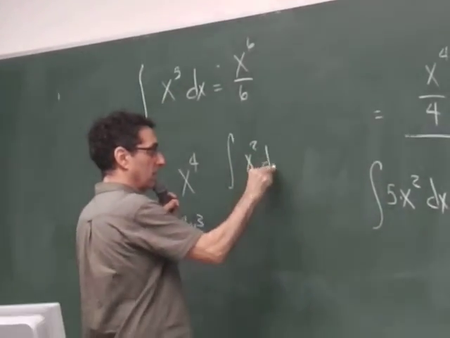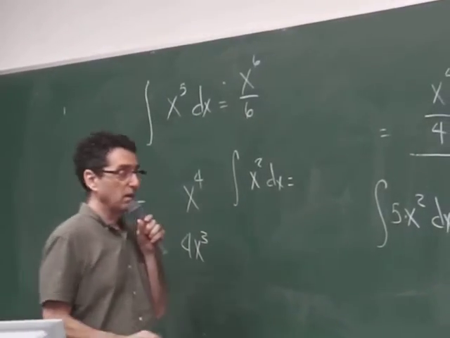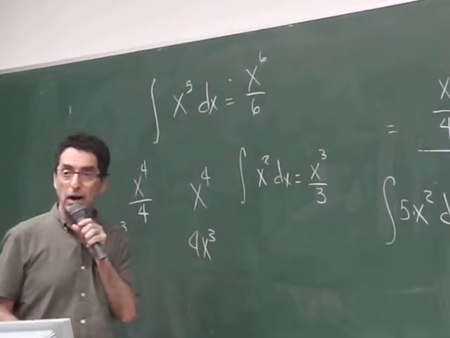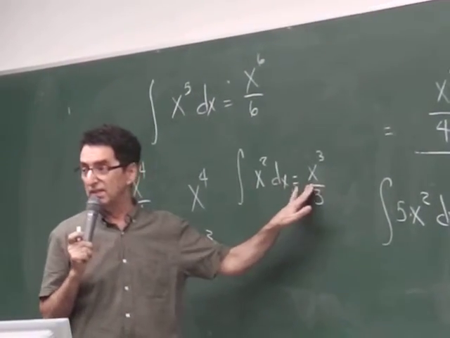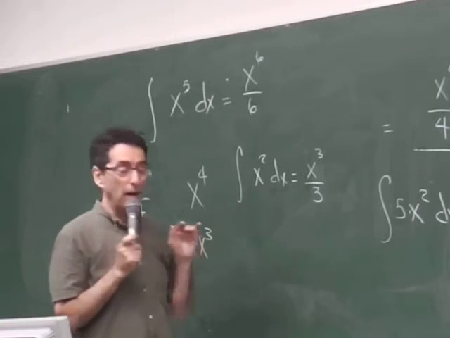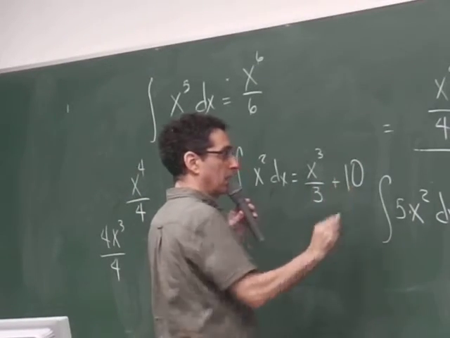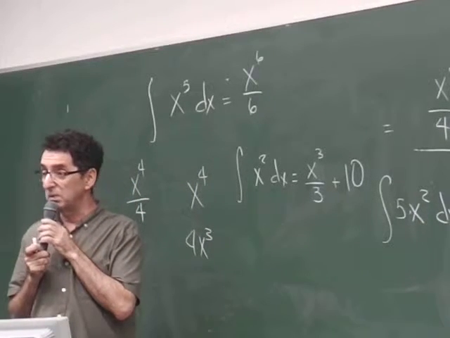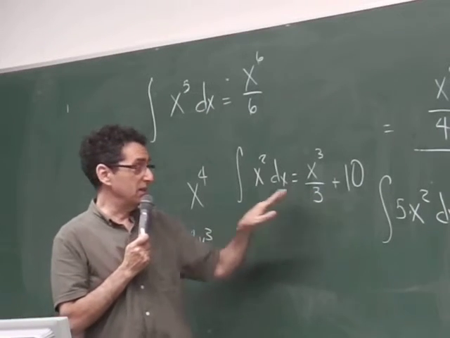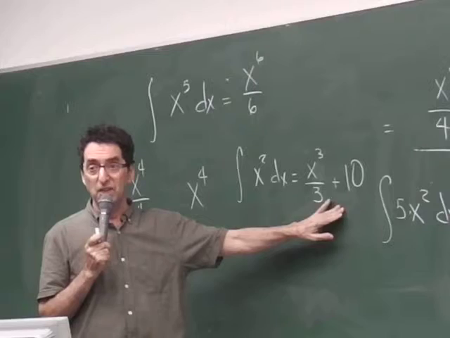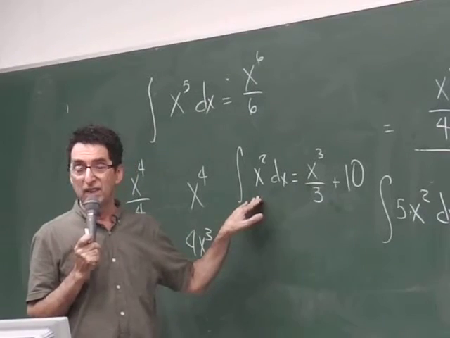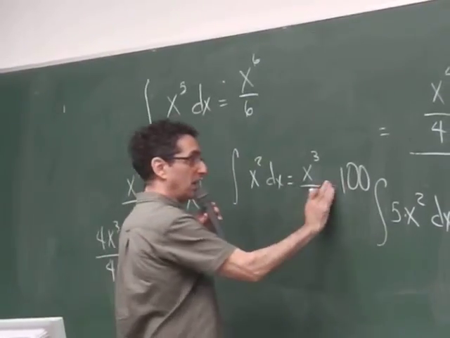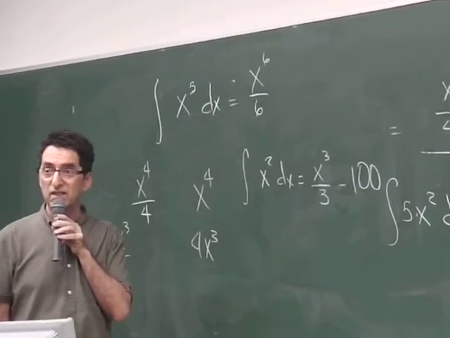What was the answer to this? Right? Why? Because the derivative of this is this, right? But how about if I had said this? Would that be wrong? No, it would be right, right? Because the derivative of this also is this, right? And how about if I had said that? Would still be right. And how about if I had said that? Would still be right, right?